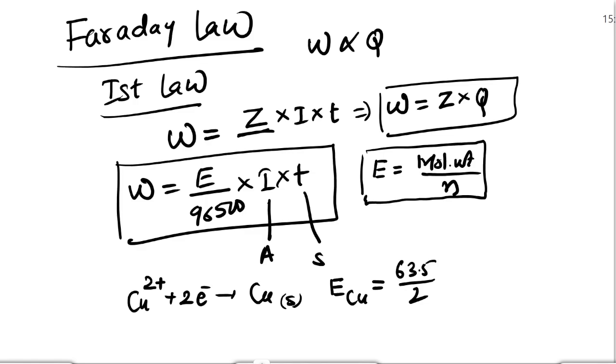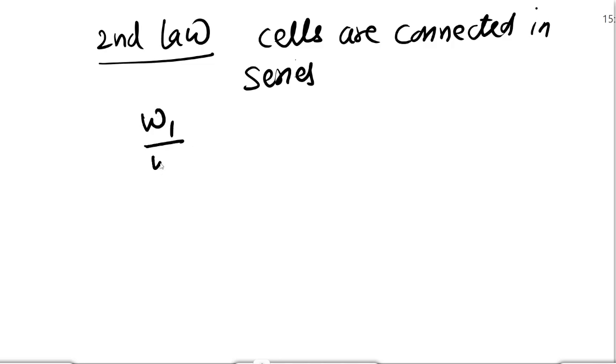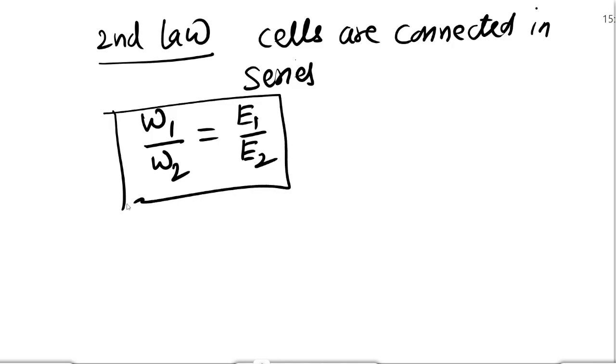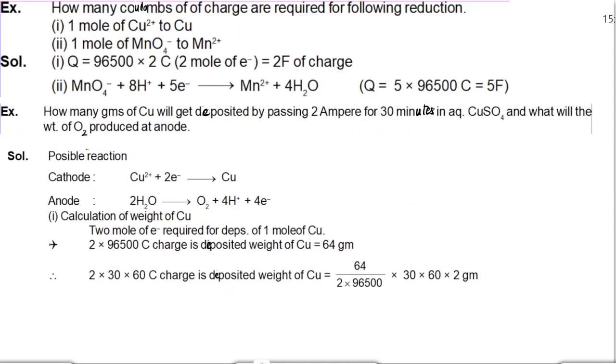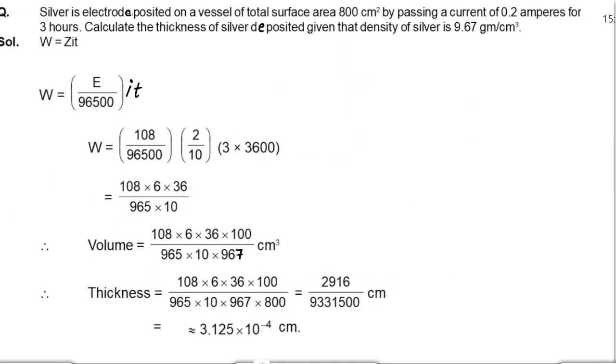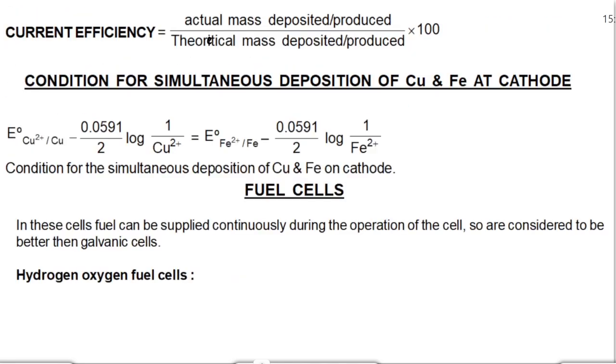Okay. And what about Faraday's second law? If cells are connected in series, then ratio of the weights deposited is equal to ratio of their equivalent weights. Okay, that we have covered.